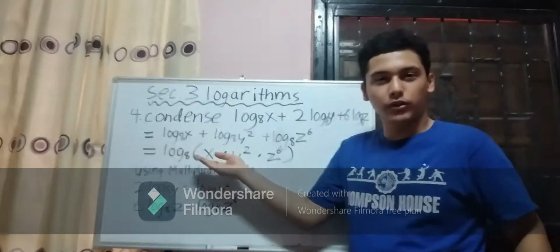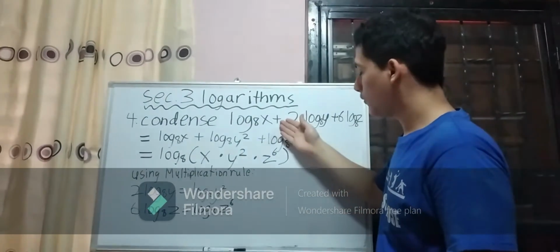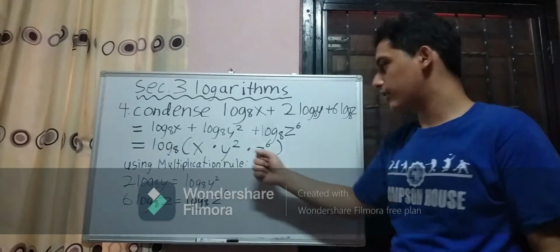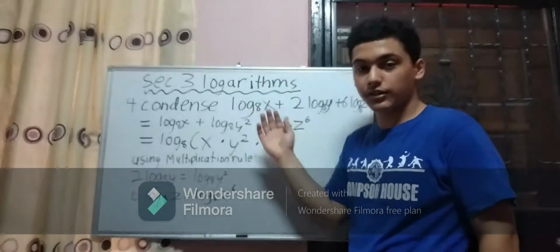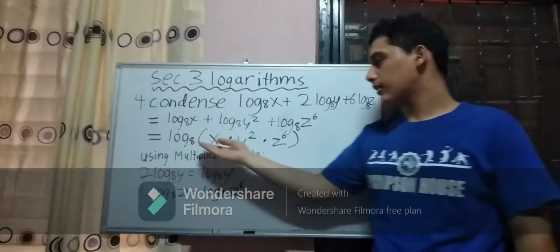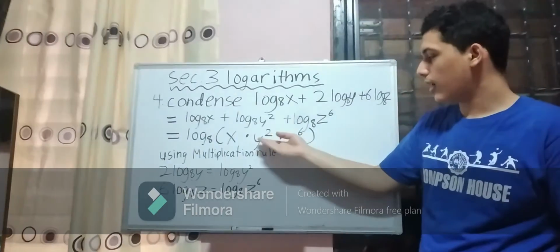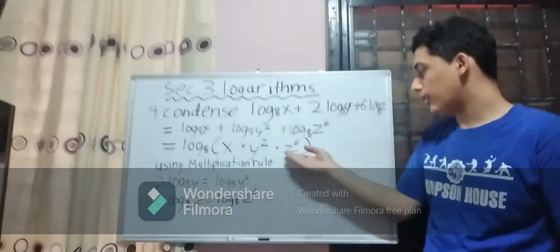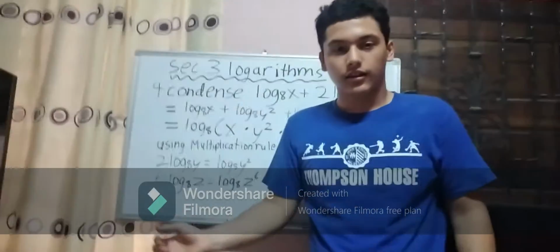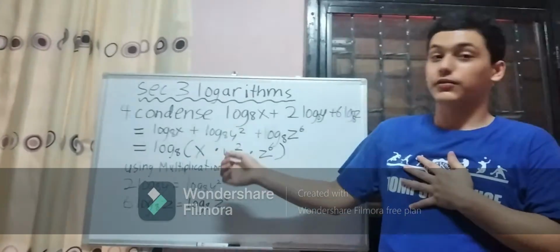And you may ask why it is multiplied. Well, it's because when you're condensing, you gotta use multiplication for addition. Using subtraction, you gotta use division. That way, log 8 bracket x times y to the second times z to the sixth close bracket is the answer. Now we move on to the final question of this project.